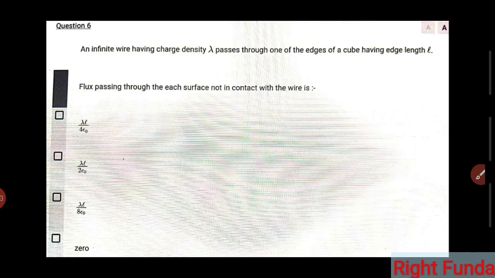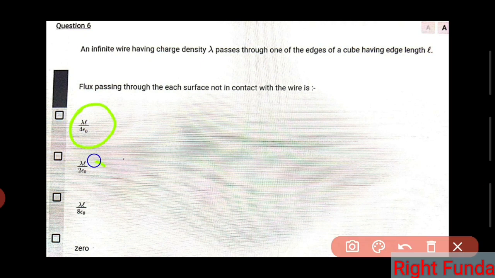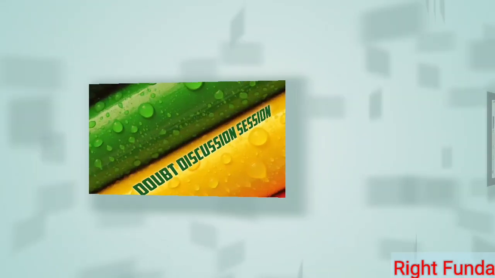So if you see the options, what are the options here? Lambda L by 2 epsilon naught, 4 epsilon naught, 2 epsilon naught, 8 epsilon naught, 0. So lambda L by 8 epsilon naught is the answer.